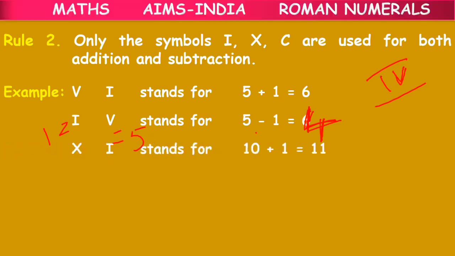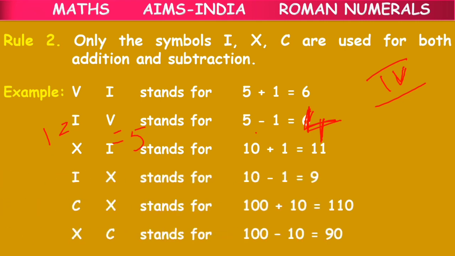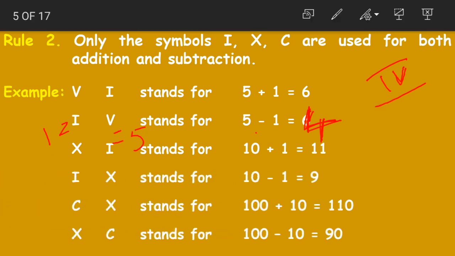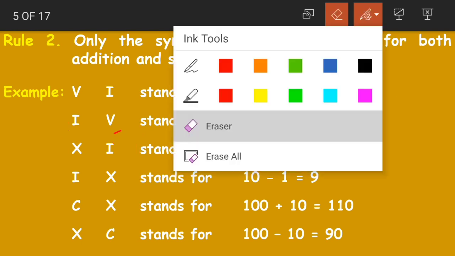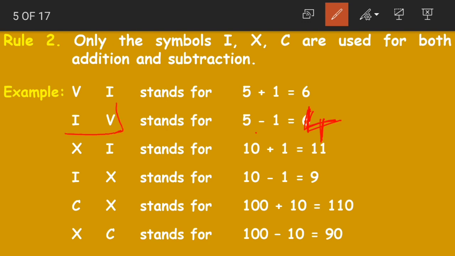Now what I suggest to you is that you always remember this. Whenever you are confused whether to add a numeral or to subtract a numeral, you always remember this example: IV. Now in this, which Roman numeral is the greater one? Yes, V is the greater one, as V is equal to 5 and I is equal to 1. V is the greater number. So when a greater number comes on the right side and the lesser number comes on the left, we subtract.